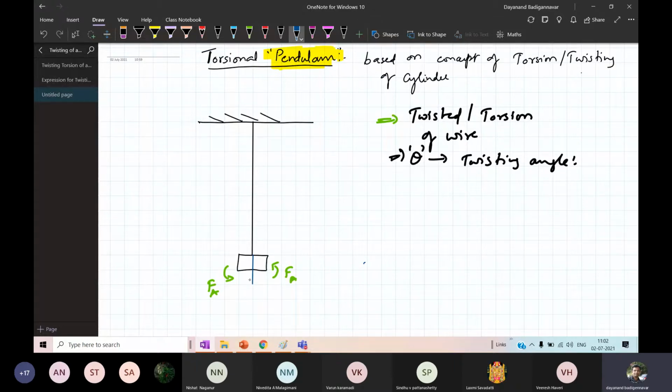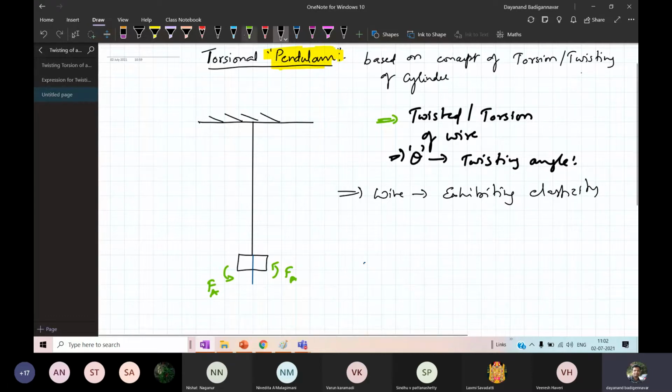So obviously what happens, there is one restoring force coming into the picture. Why? Because the wire is exhibiting elasticity. By applying a force, you are deforming the wire actually. You are getting the point. You are actually deforming the wire.